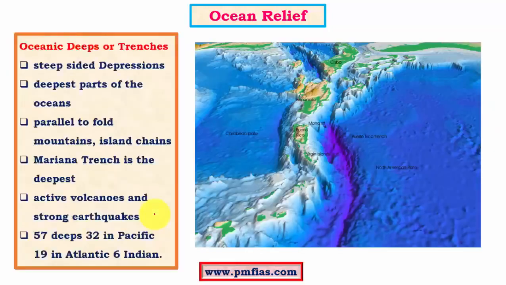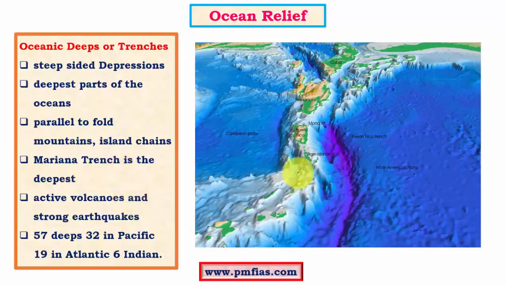So we have trenches. You can see this is one example of a trench. This trench is called the Puerto Rico Trench near the Caribbean islands. So here trenches are narrow depressions. They are quite steep. For example, we have the Mariana Trench, which is more than 11,000 meters deep. It is in the Pacific Ocean.